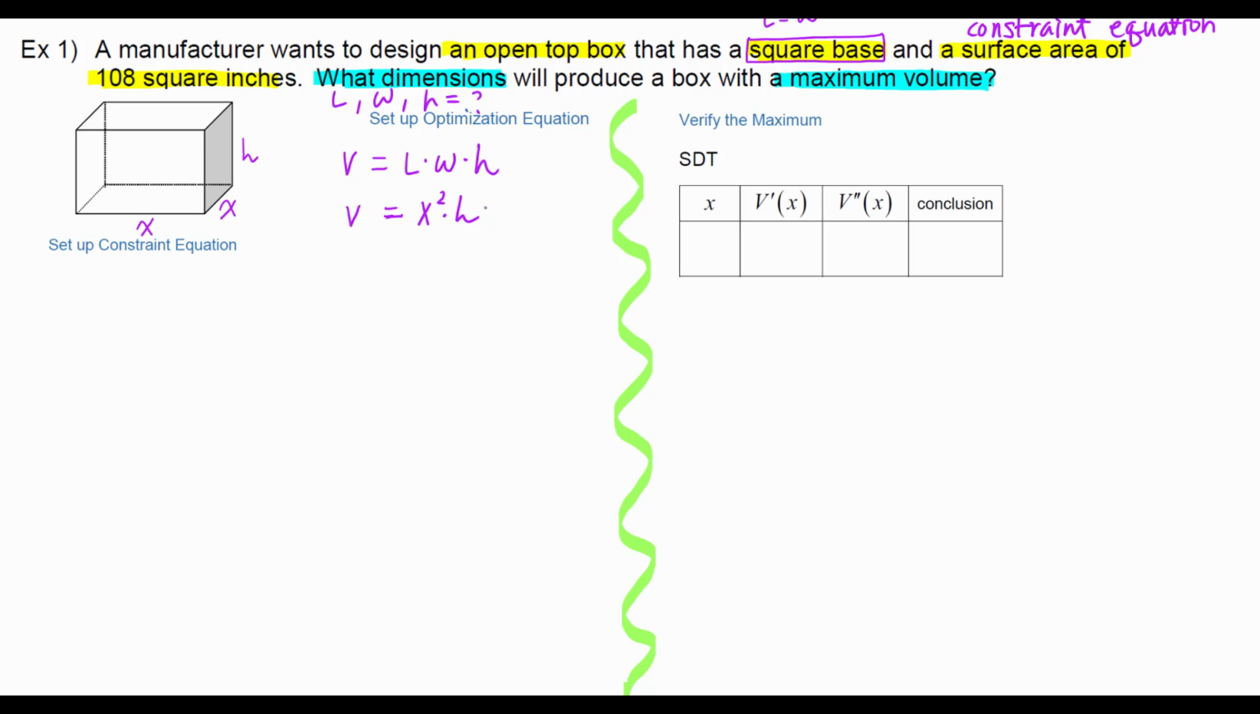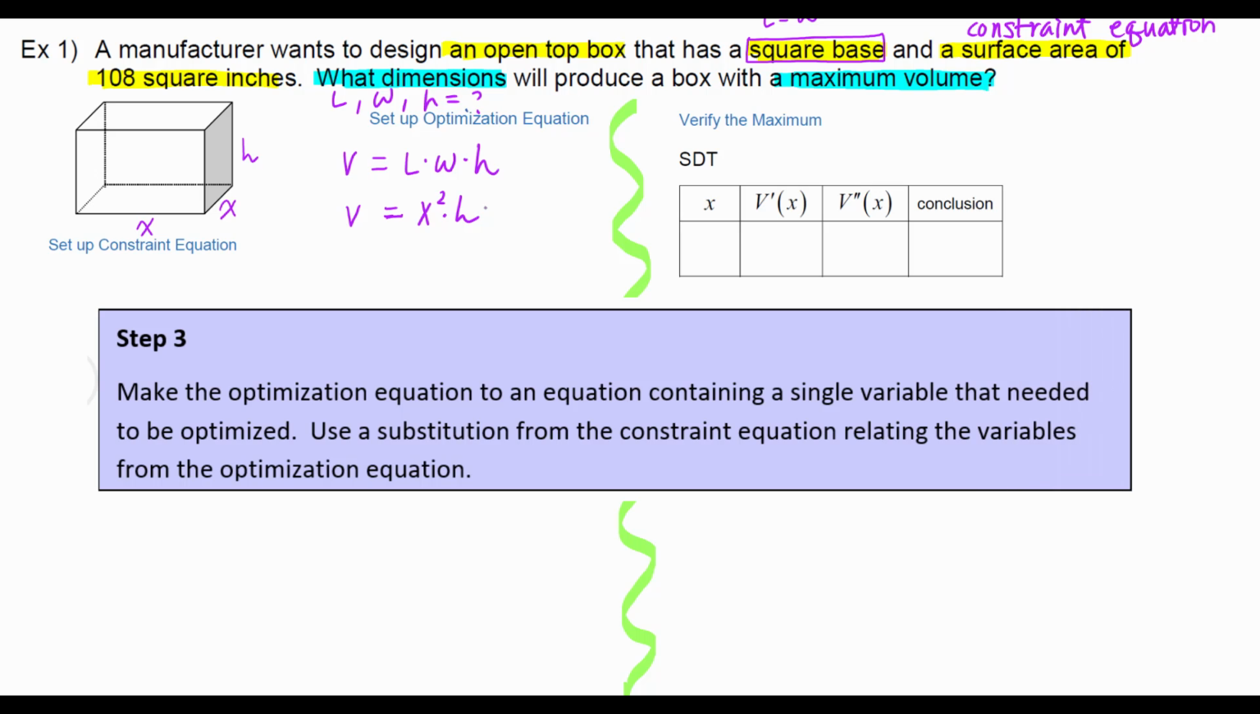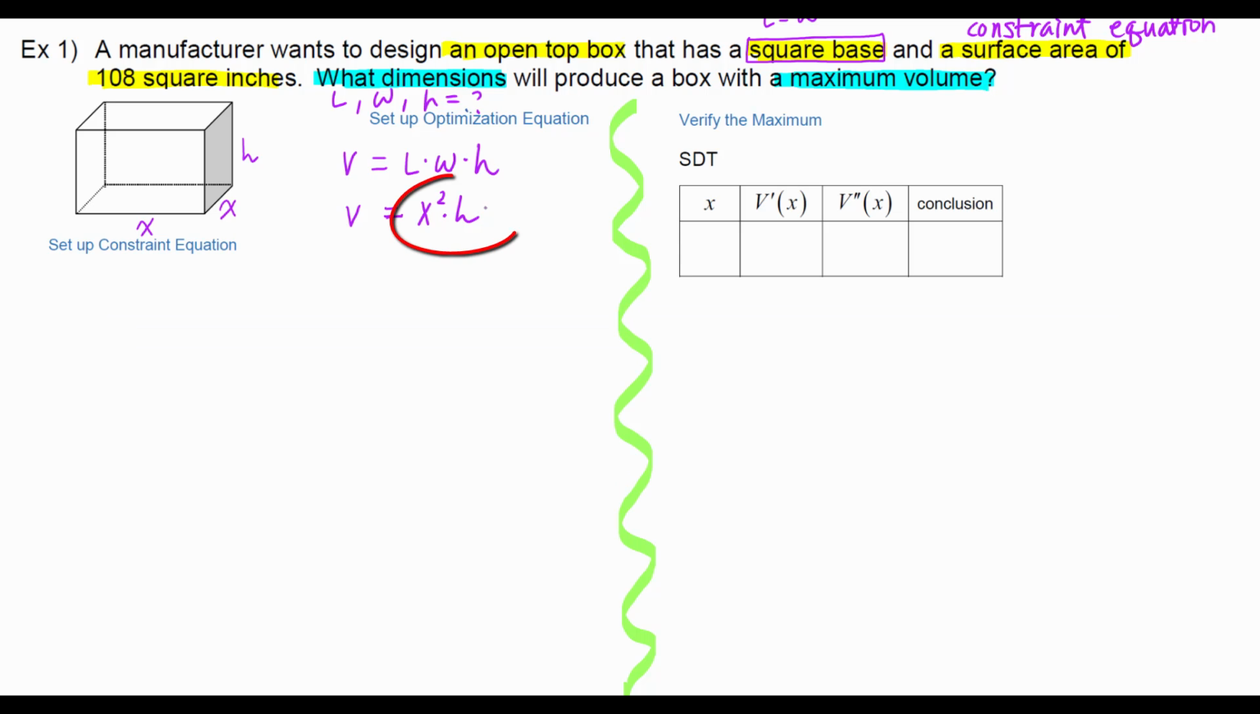So now let's go to step 3. Make the optimization equation an equation containing a single variable. Do you see how my volume equation has x and h? There are two variables, and we want this to be a function of one variable. So we want to get rid of one of the variables, either x or h, but probably h, because if you get rid of x, then we have to square it. So how do we get rid of it?